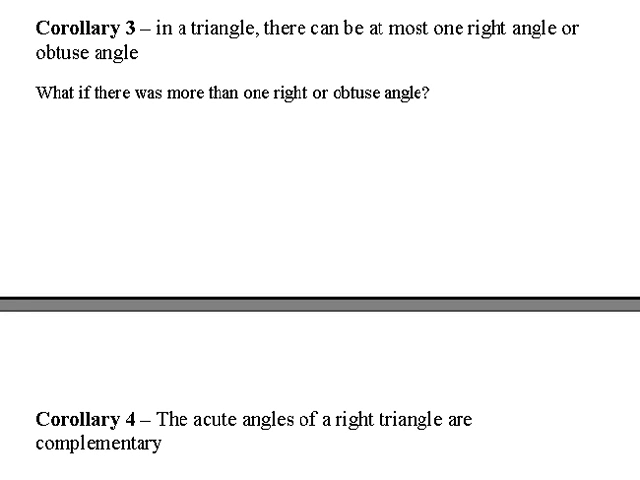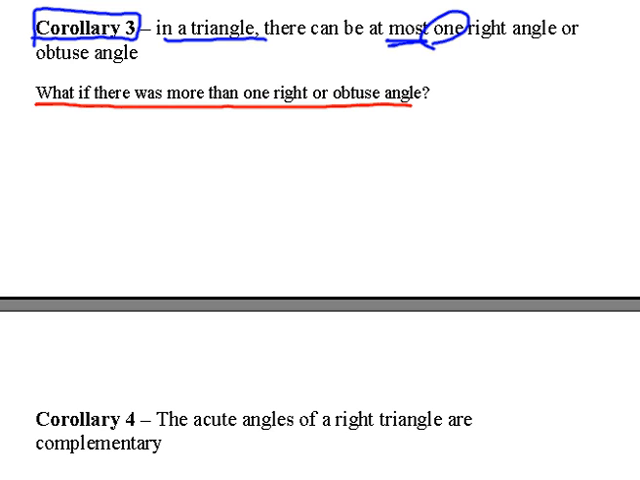Corollary 3, another corollary under theorem 3.11. There are a lot of these because knowing the three angles of a triangle make 180 degrees gives us a lot of information. It can tell us that in any triangle, there can be at most one right or obtuse angle. And I posed the question here, well, what if there were more than one?